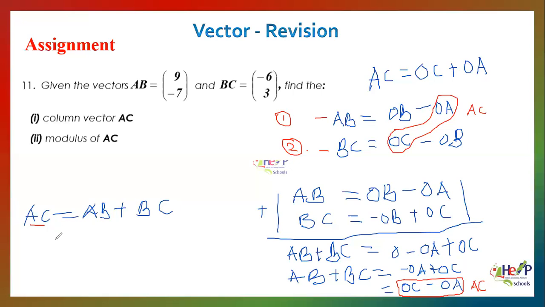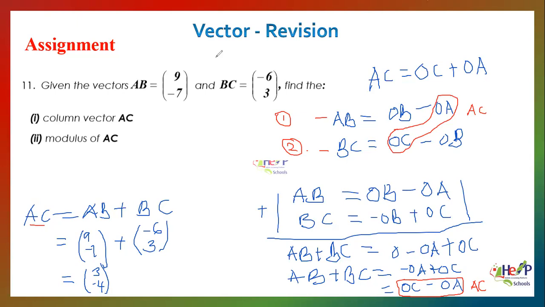So teacher, after deriving our formula, we substitute. This will be 9, negative 7 plus negative 6, 3. Yes, so this gives us 3, 4. Is it 4 or negative 4? Negative 4. Yes. Like that. So we are supposed to get the modulus.